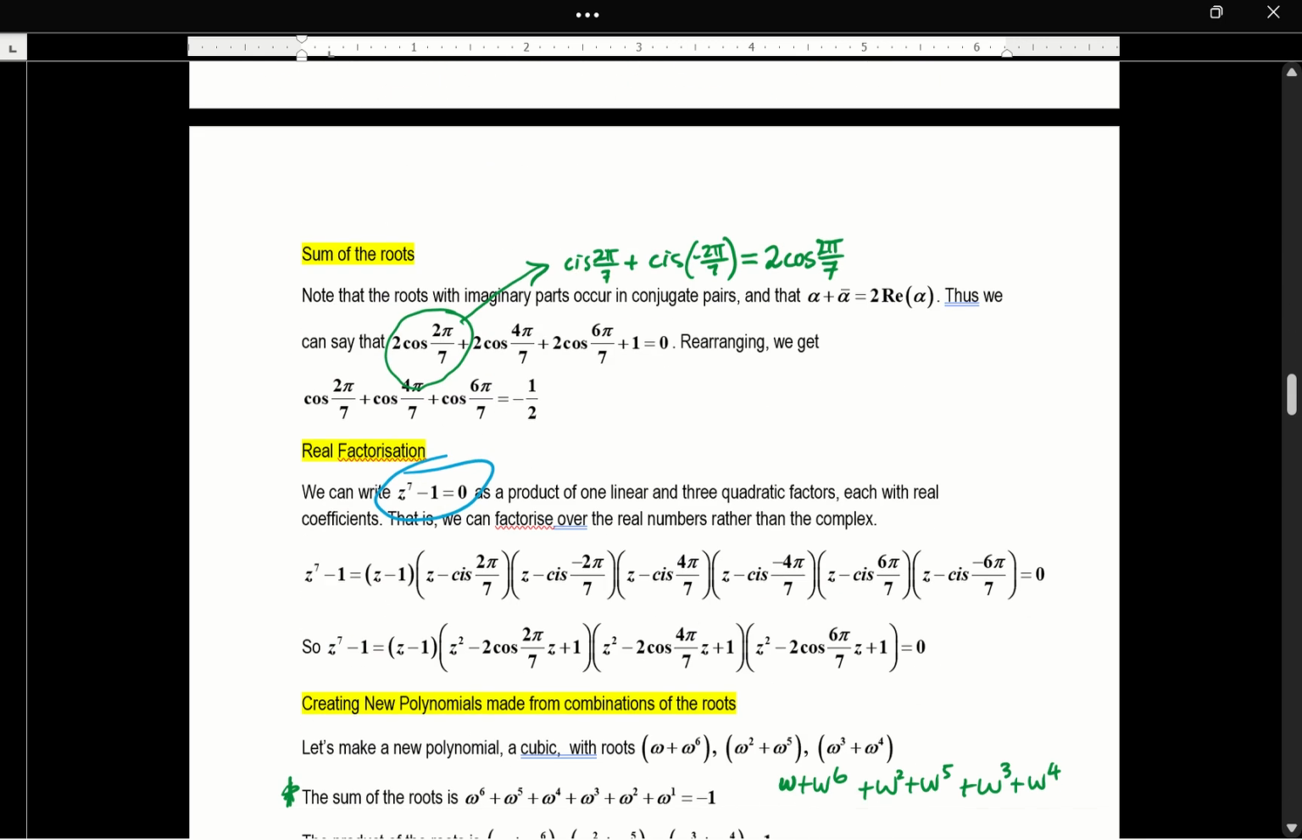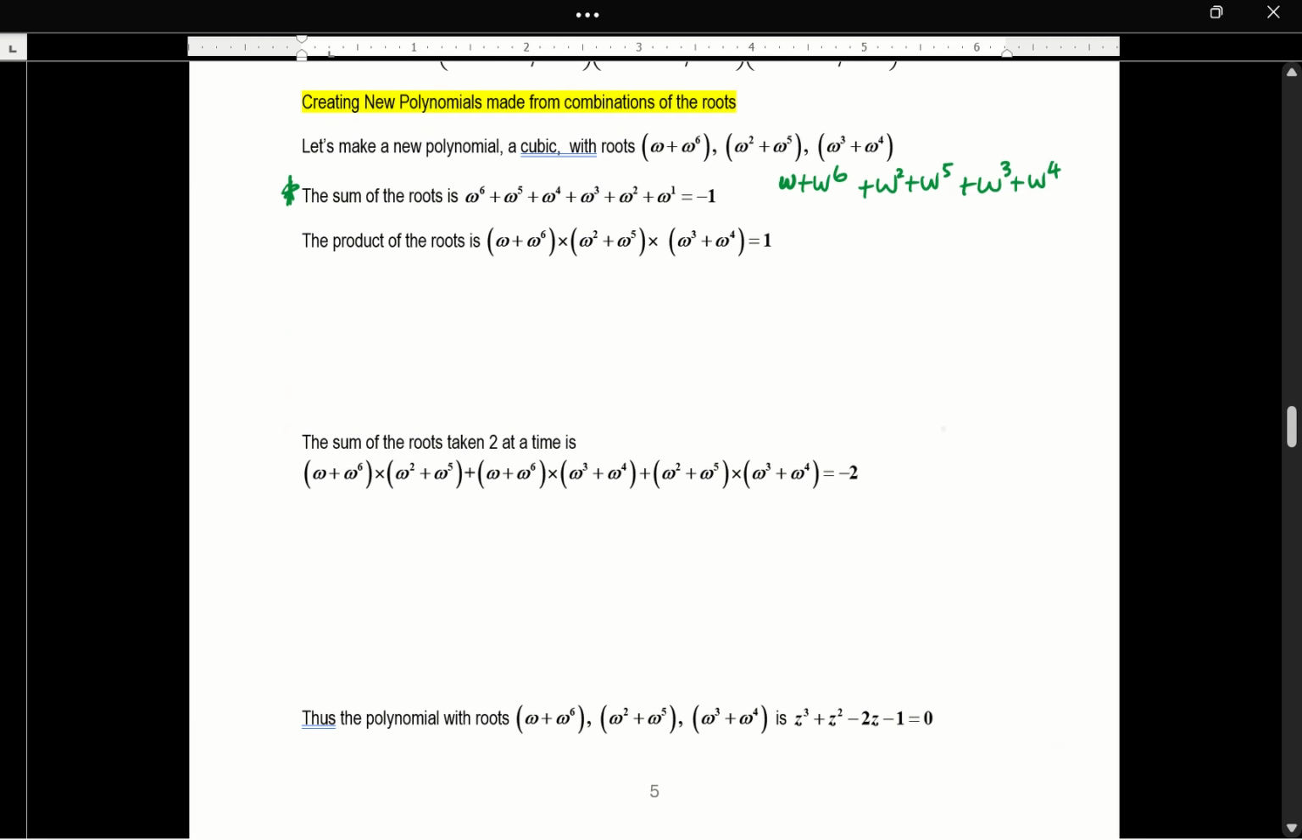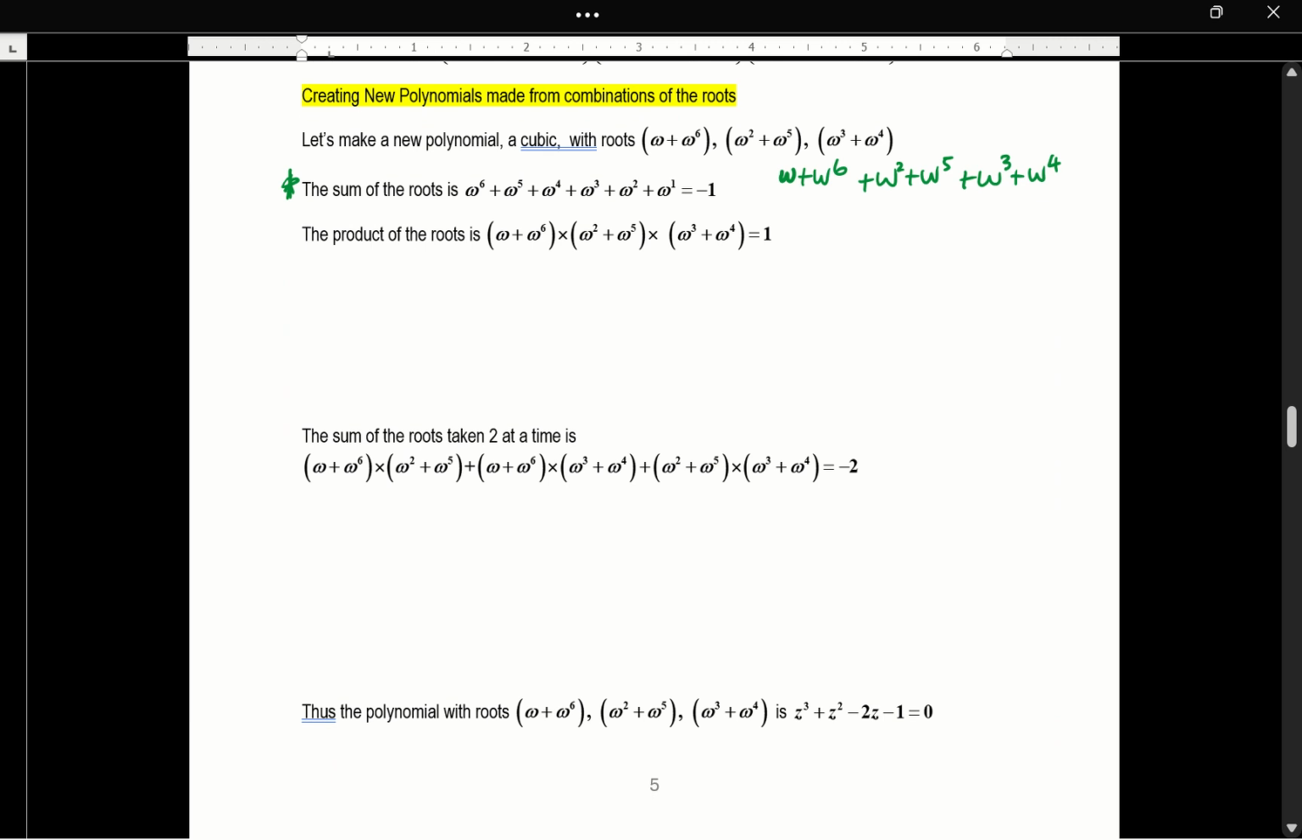So we were up to working with those roots of z to the 7 minus 1. And today we're going to create a new polynomial from some combination of those roots. And we've chosen a polynomial we're going to make, which will be a cubic, because it's got three roots: w plus w^6, w squared plus w^5, and w cubed plus w^4. That's the three different roots that we've got for this new polynomial.